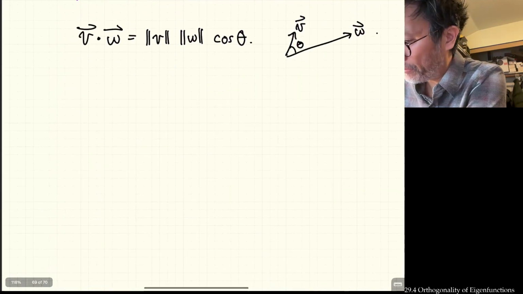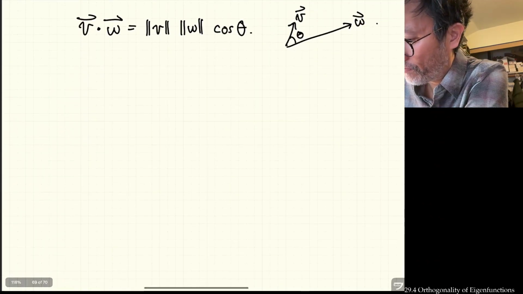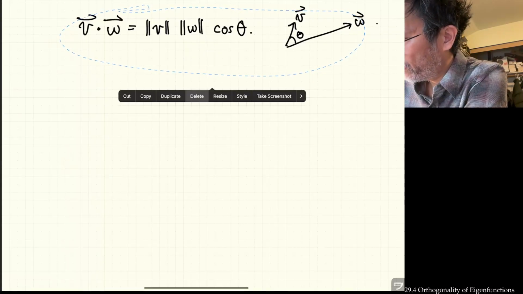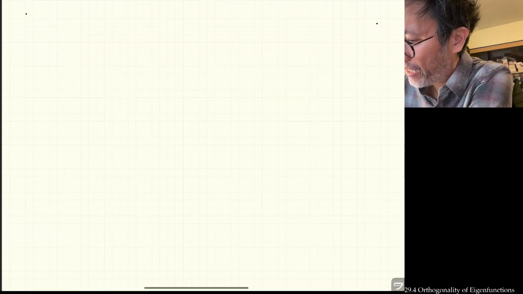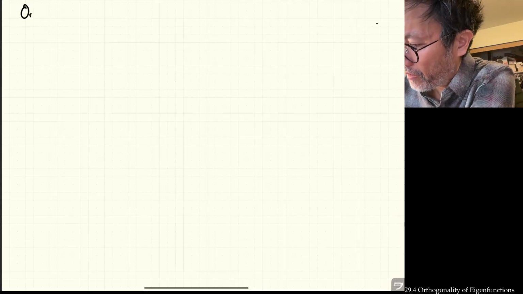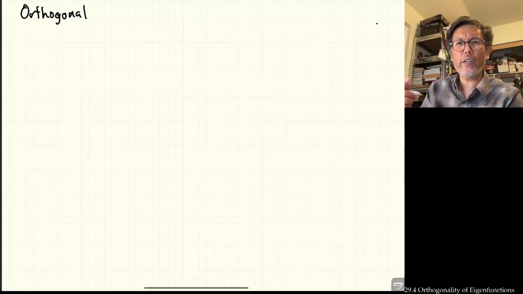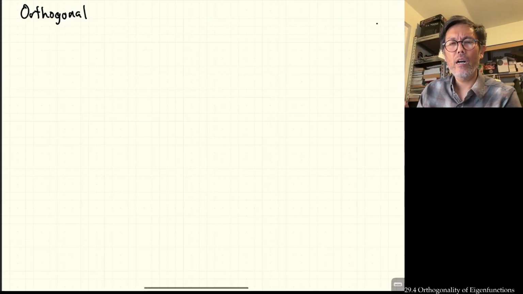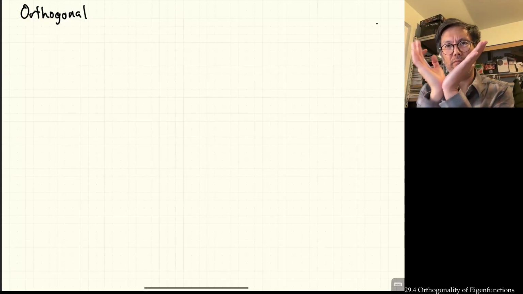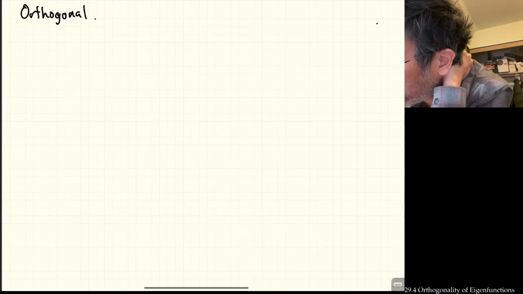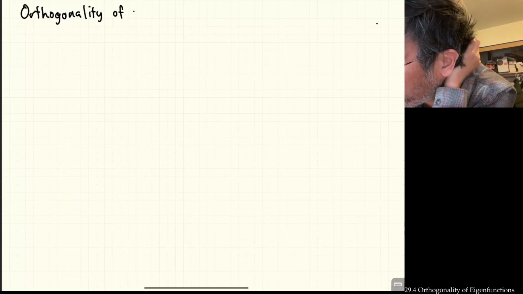All right, so let me write all of this stuff down. Okay, so I want to talk about orthogonality. Orthogonal, just by the way, just means a right angle, just means right-angled. Orthogonality of eigenfunctions.